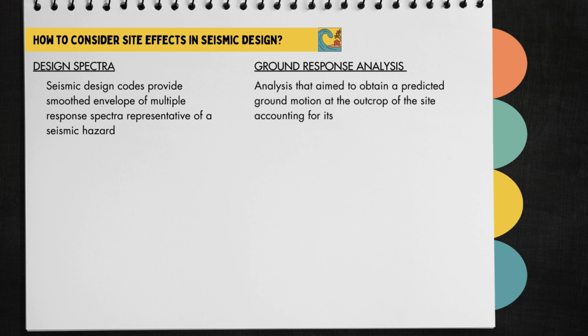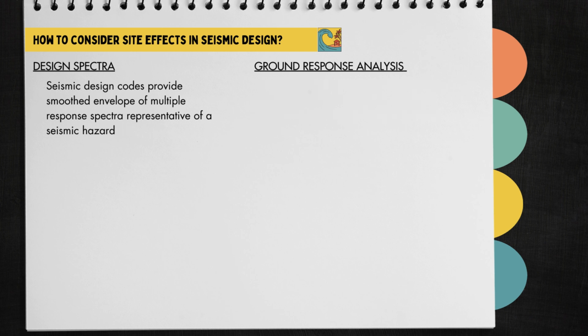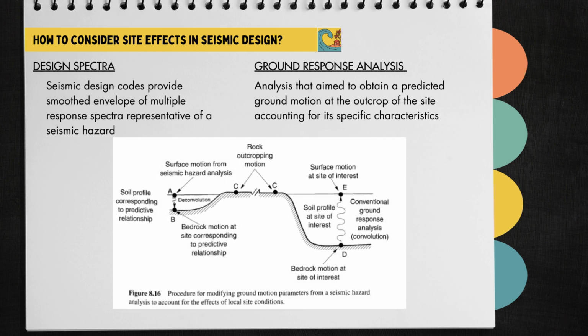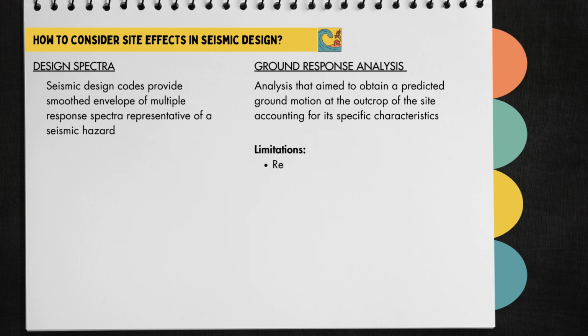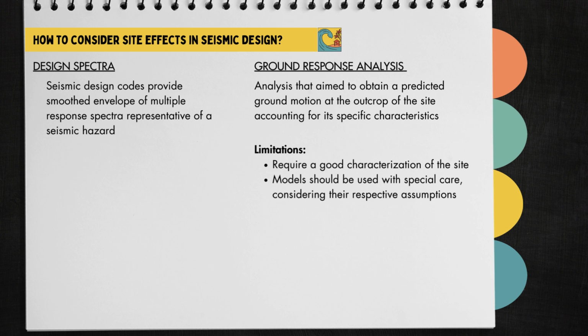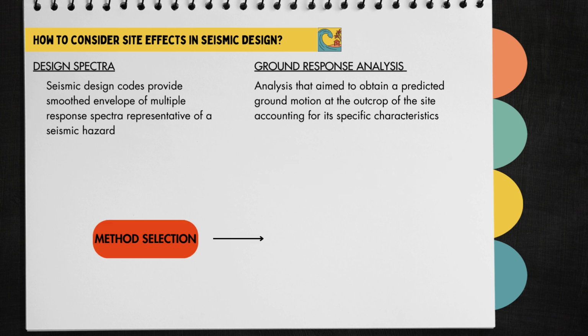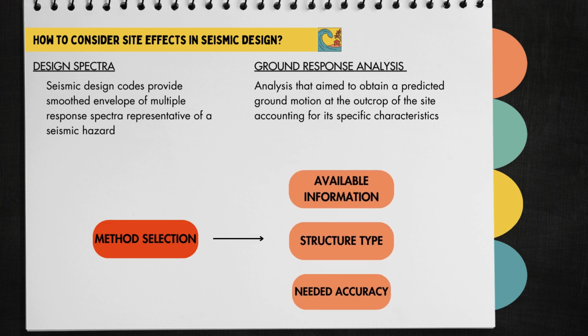Site-specific studies aim to obtain a predicted ground motion at the outcrop of the site accounting for specific characteristics. This can be done using ground response analysis that can be based on equivalent linearization and non-linear analysis. The limitation of these methods is that they require a good characterization of the site and that models should be used with special care considering their respective assumptions. The selection of the analysis depends on the amount of information available, the type of structure, and the level of accuracy required for the design.